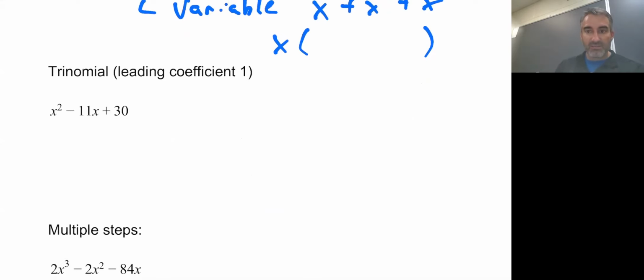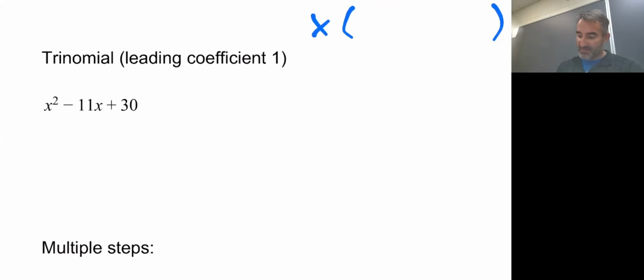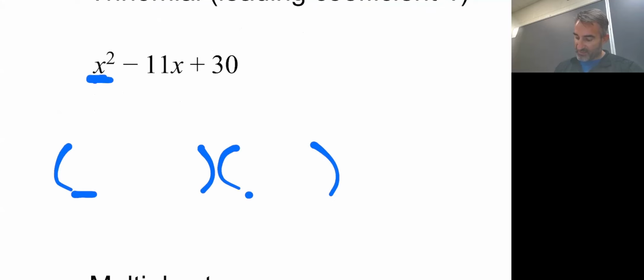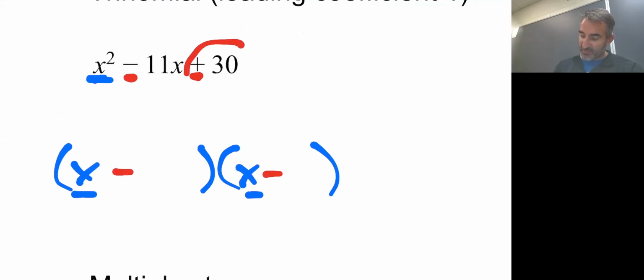There's an x squared term, there's an 11x term, and then there's just a number. Okay, we talked about this on Friday. So here we go. There's no GCF. So I need to match x squared. The only thing that goes to x squared is x and x. All right. Now for me, I know my sign. Since that's positive and that's negative, they're both going to be negative. I'm looking for numbers that multiply to be positive 30 and add to negative 11.